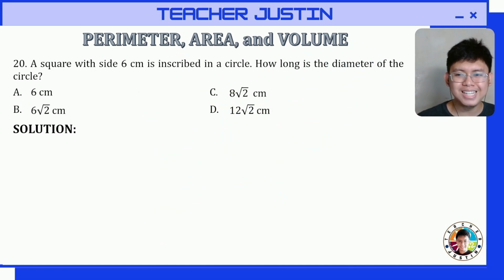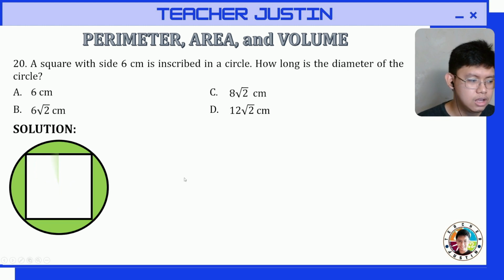Alright. Okay, let's have this item. A square with a side 6 centimeters is inscribed in a circle. How long is the diameter of the circle? So, bago natin to sagutan, alamin muna natin yung word na inscribed. So, pag sinabi yung word na inscribed, okay, ibig sabihin yan is the square is inside the circle. So, nasa loob yung square ng circle. So, pag dinrawing natin siya, ito yung circle natin, yung square nasa loob. Now, we're also given the dimension of the square. And the dimension of the square is 6 centimeters.